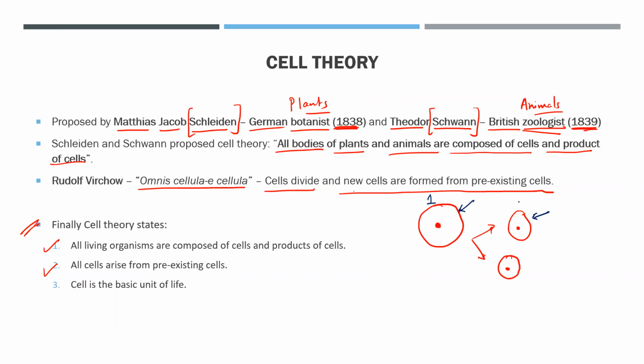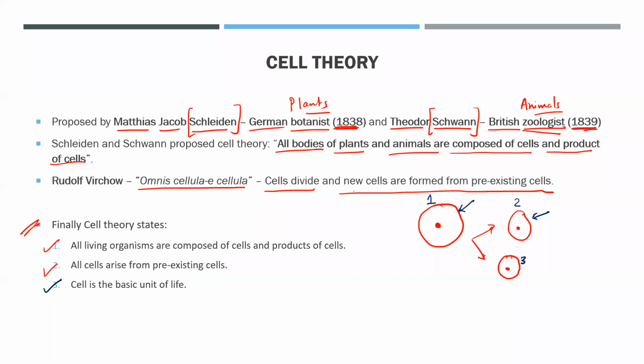Without the existence of the first cell, there will be no 2 and 3, right? अगर first cell नहीं होता तो 2 और 3 number वाले cells भी नहीं होते. So this is what he said, that the 2 and 3 number cells are actually arising from the first cell. Okay. And at last we are studying that the cell is the basic and functional unit of life.